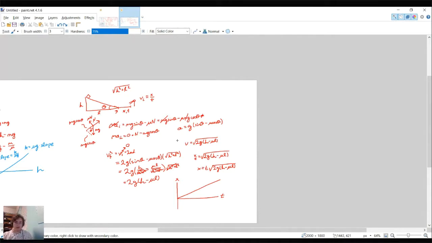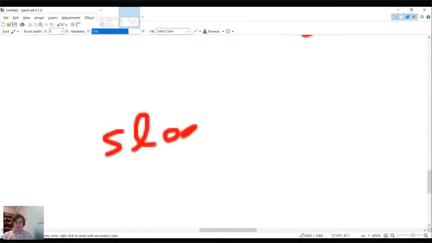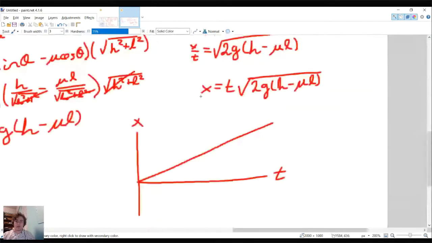So from here, you'll get the slope. This is again in the form of y equals mx plus b. This is the dependent variable, independent variable, and the slope.